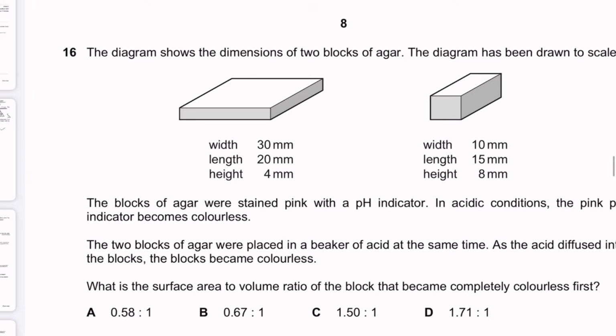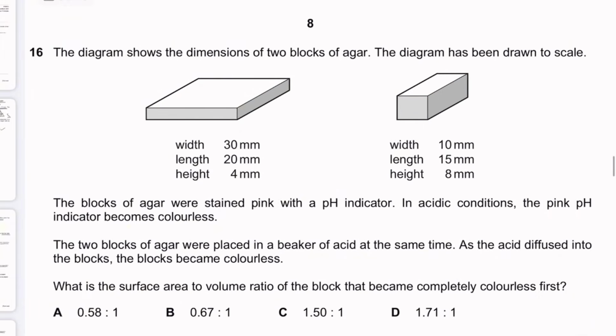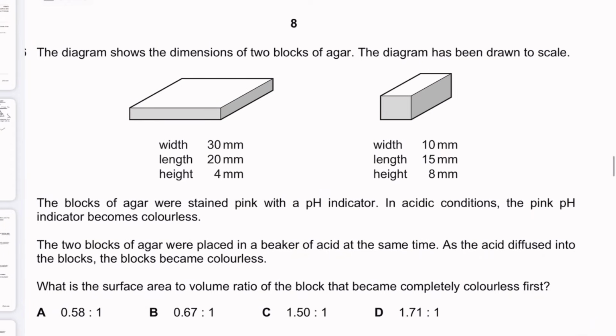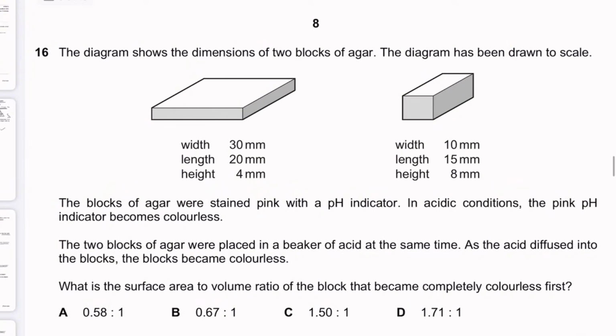The diagram shows the dimensions of 2 blocks of agar. The diagram has been drawn to scale, and the blocks of agar were stained pink with the pH indicator. In acidic conditions, the pink pH indicator becomes colorless, and the 2 blocks of agar were placed in a beaker of acid at the same time. As the acid diffused into the blocks, they became colorless. What's the surface area to volume ratio of the block that completely becomes colorless first?